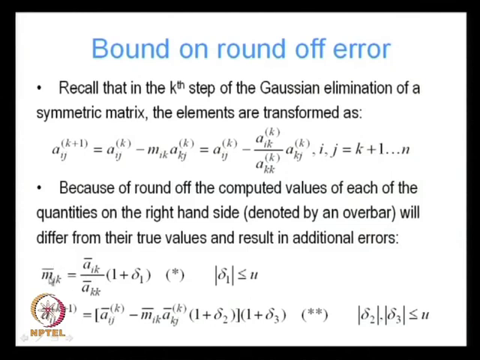When we compute m bar ik from a bar ik divided by a bar kk, since this is a floating point operation, we introduce certain round off errors, and this round off error is denoted by 1 plus delta 1. So, this is the error in the computation of m bar ik. Then we subtract m bar ik times a bar kj from a bar ij k.